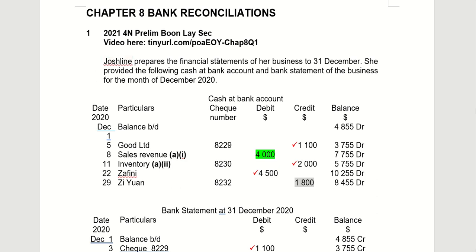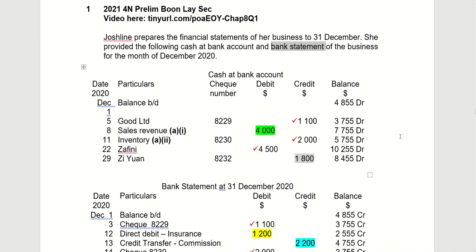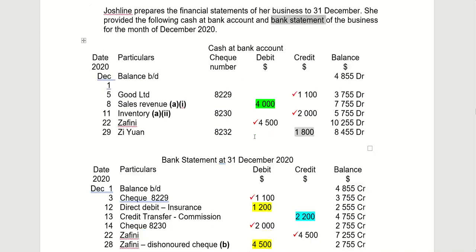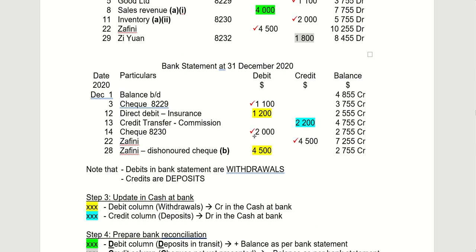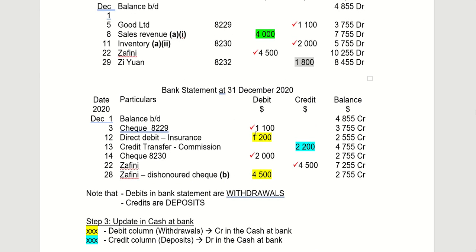Josh Line provides the financial statements, and one of them is a cash at bank account as well as the bank statement. Now this bank statement is quite unusual. The cash at bank account is fairly similar, but the bank statement is quite unusual. In this case, the bank statement has debit and credit instead of withdrawal and deposit.